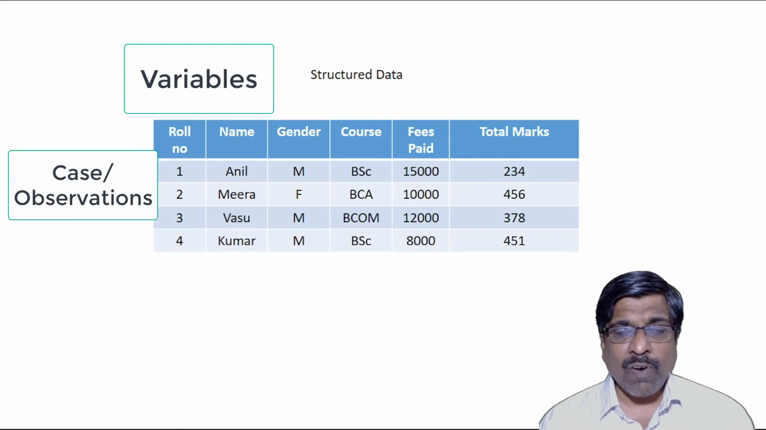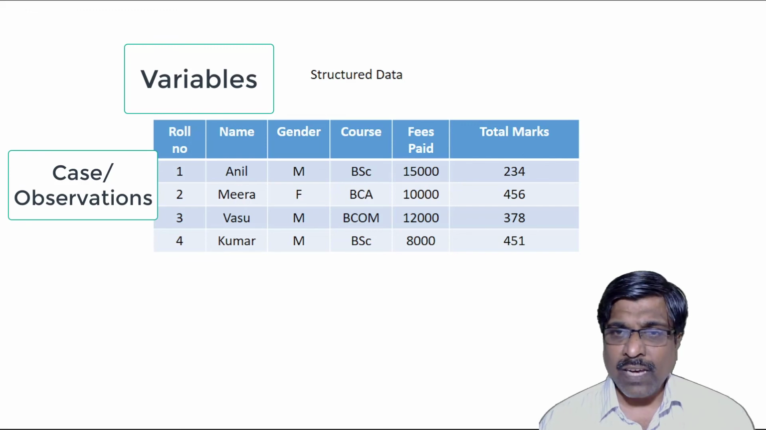So for roll number the value of the case is 1, and for name the value of the case is Anil, or the observation is Anil. Now why is it called a variable? Because you can see that in the name column, or name variable, the value keeps on varying.